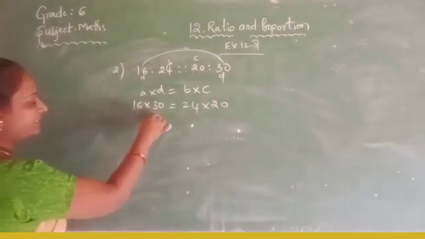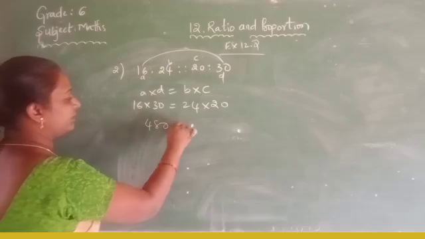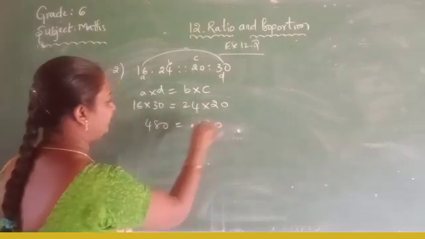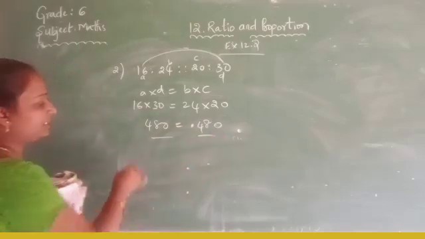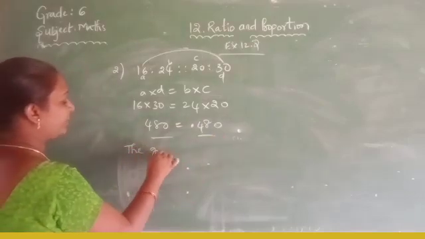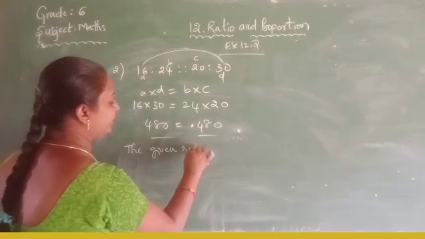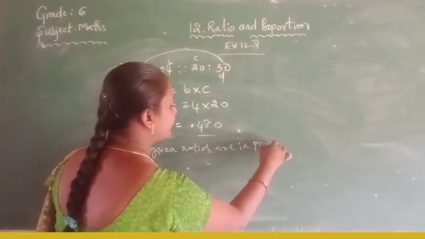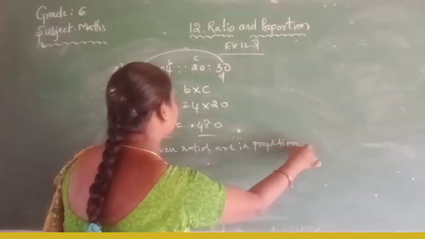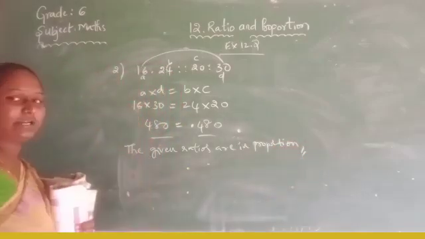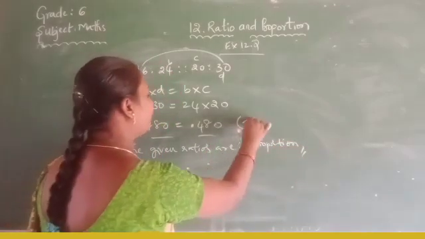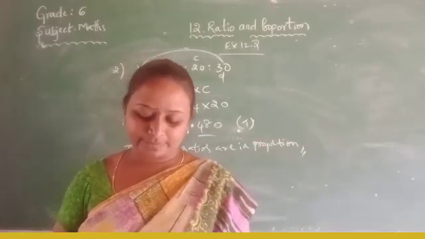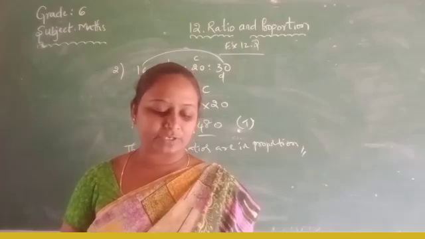Now multiply: 16 3s are 48, that is 480. Now 2 4s are 8, 2 2s are 4, 0. Are both equal? Yes. The given ratios are in proportion. If the ratios are in proportion, then is it true or false? Yes, it is true. Based on this concept, you can solve the remaining problems. Second problem, you can complete all the problems.